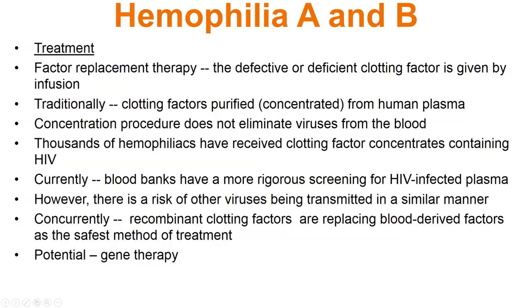So a more ideal solution is to do the recombinant clotting factors. And I wrote they're replacing blood-derived factors. I'd have to go back and look. They may have completely replaced by now the blood clotting factors derived from serum. Okay, so you can make the recombinant, and hopefully you understand what I mean by recombinant, right? You clone the gene, you express it in another organism.